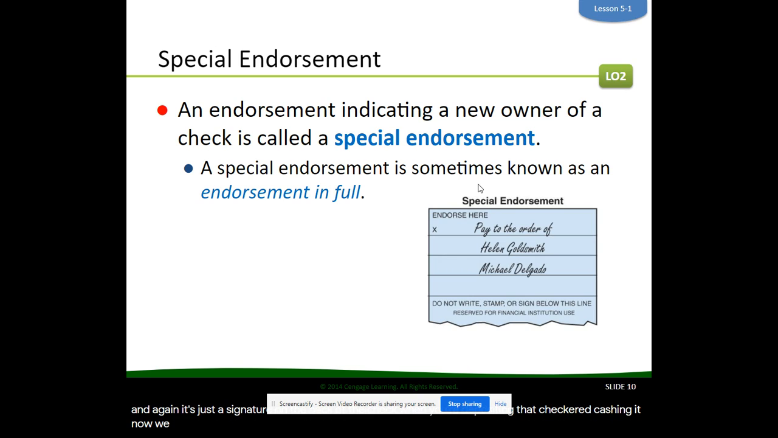Now we have something called a special endorsement, and that's an endorsement indicating a new owner of a check. So it's like if I am going to write the check over to you, the check is made out to me, but I'm going to give it to you. I would do a special endorsement. So I would write "pay to the order of" your name, and then I would sign my name. This could also be called an endorsement in full.